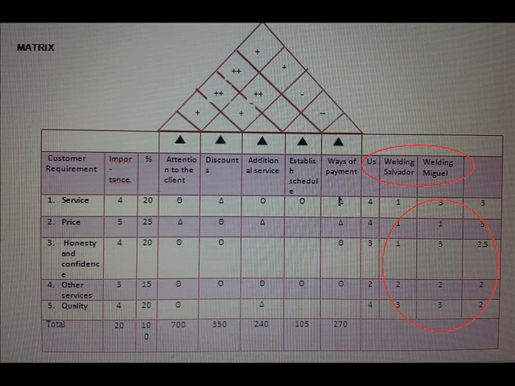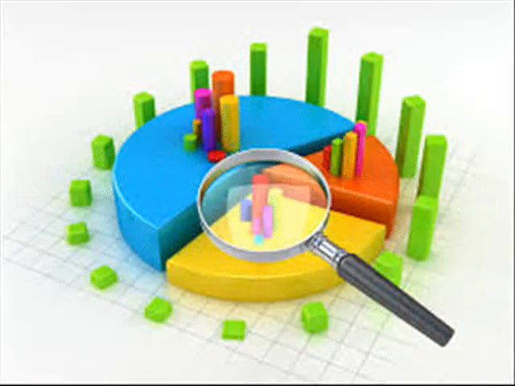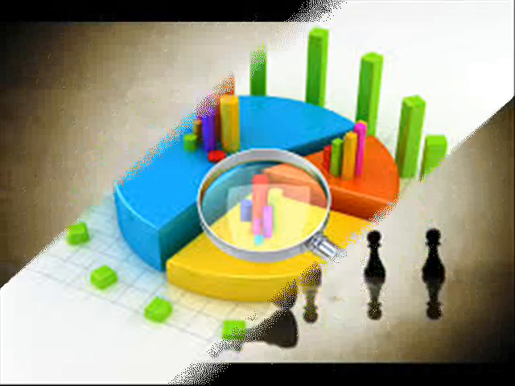Well, we evaluate ourselves with price, honesty, material, the same elements that the customer said, and for service is a 4, for price is a 4, for honesty and confidence is a 3, for other services a 2, and for quality a 4. Then we select 3 competitors around the Calvillitos area, and we did the same thing.